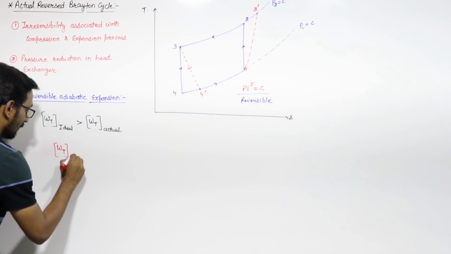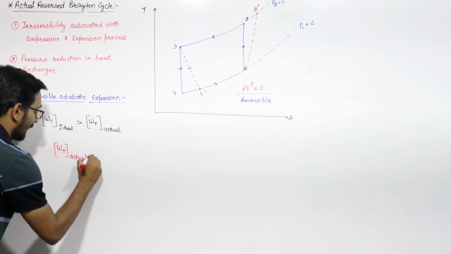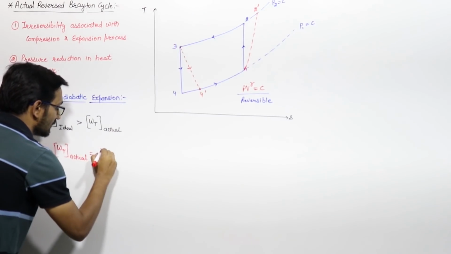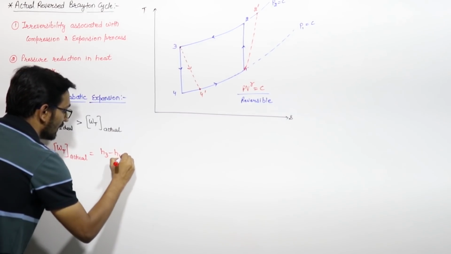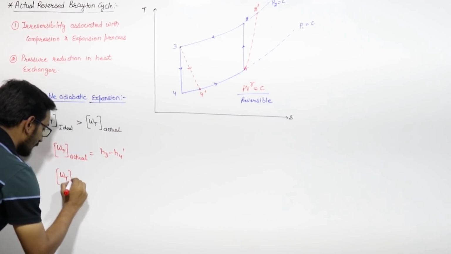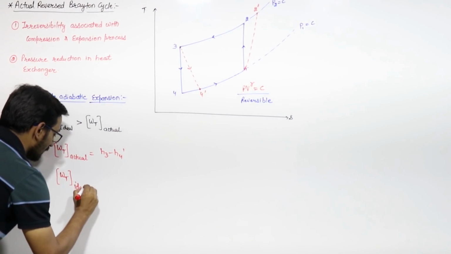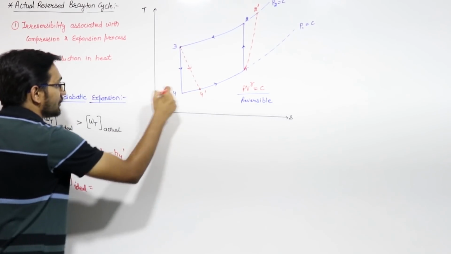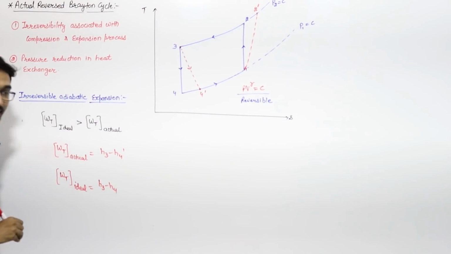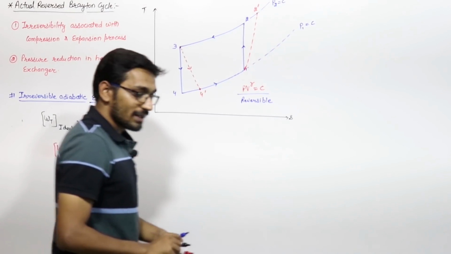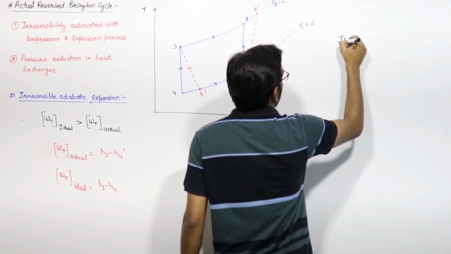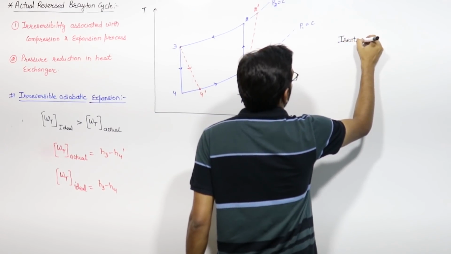Turbine actual work will be H3 minus H4 dash, we know from the steady flow energy equation, and turbine ideal work will be how much? H3 minus H4. Now there is a term again, that is isentropic efficiency.